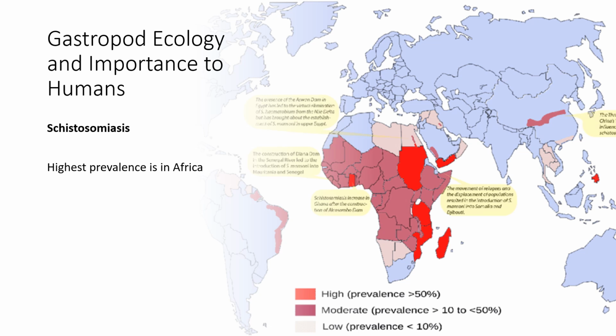Fortunately, the parasites that cause schistosomiasis and their snail hosts are not found here in the US, but this is a huge medical concern in regions where both species are present. Its prevalence is highest in Africa, but it can also be found in some parts of South America and Asia.